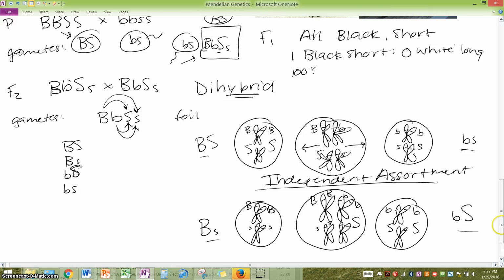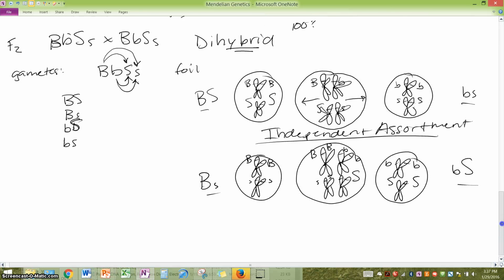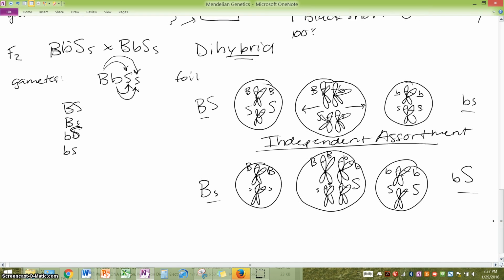But independent assortment, how the chromosomes line up on the metaphase plate, is really going to determine what kind of combinations we get. And this is just with 2. Keep in mind, the more options you have, the more genes you're working with, the more possible gametes you're going to get. Just a little trick to figure out the total number you should get.